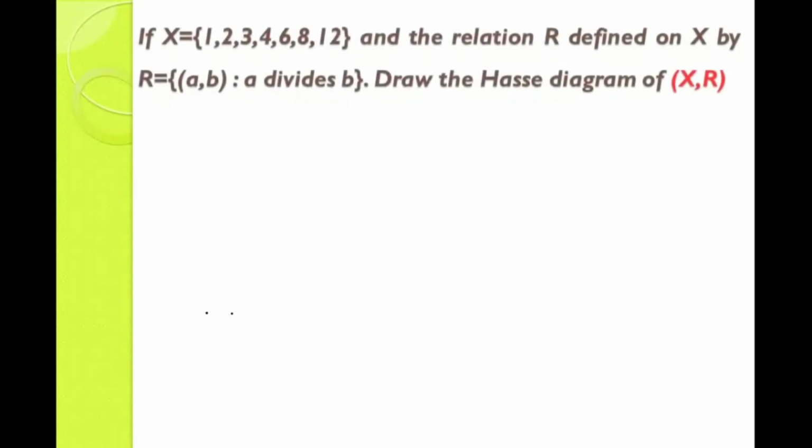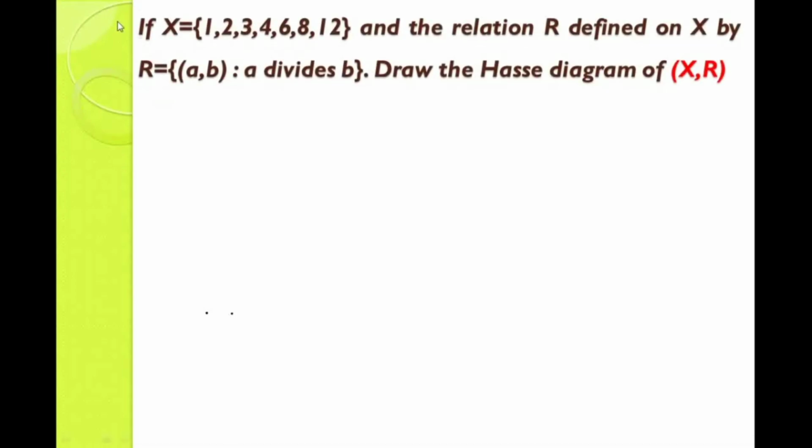Today we are going to talk about one interesting topic: how to draw the Hasse diagram for the given set. Okay, let us see one problem. If capital X equals the given finite set 1, 2, 3, 4, 6, 8, 12, and the relation set is defined on X by using the condition (A, B) such that A divides B. A divides B means whenever you divide the two elements, we should get remainder value 0. Okay, that is called A divides B. Draw the Hasse diagram of (X, relation set).